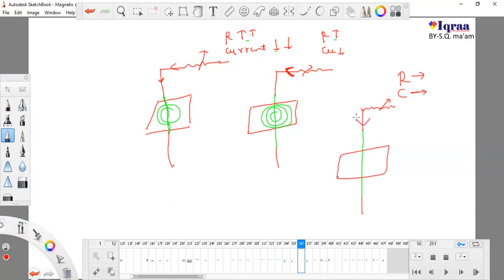In this case, the current is passing in a much larger amount. This is the first case, and this is the second case. In the first case, we can say current is passing in a very small amount. In the second case, current is passing in a bit higher amount. And in this case, current is passing in a comparatively much higher amount. Here you can find this amount of magnetic field lines.